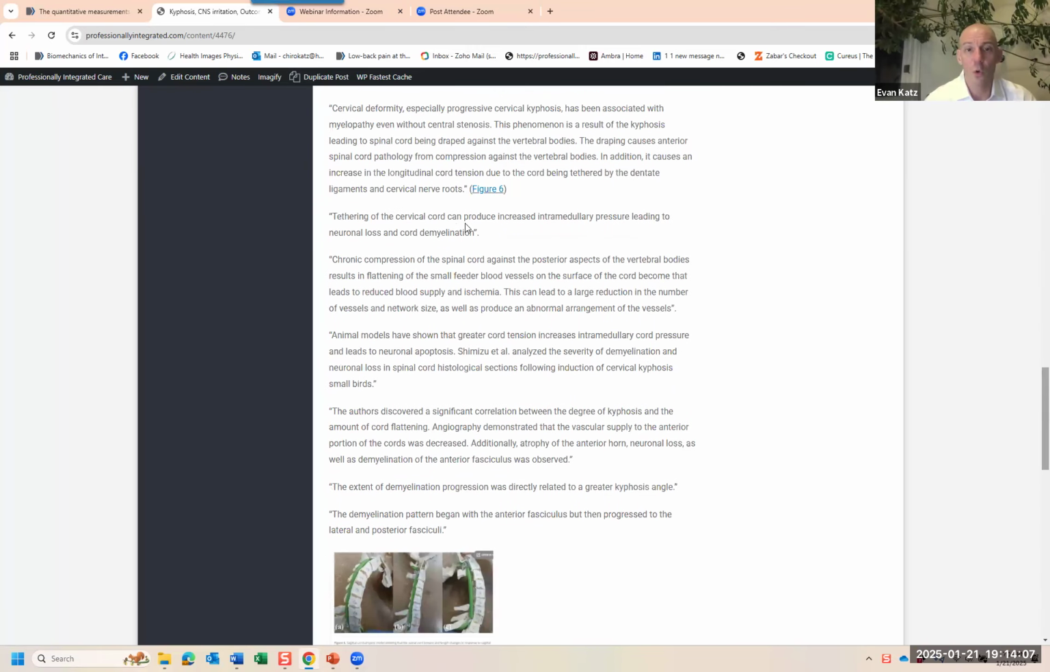Tethering of the cervical cord can produce increased intramedullary pressure. Tethering of the cord is due to that abnormal curve. Intramedullary pressure can cause headaches. We need to address that. Someone just asked something here. Get used to talking to them and seeing how that can inform and educate them.